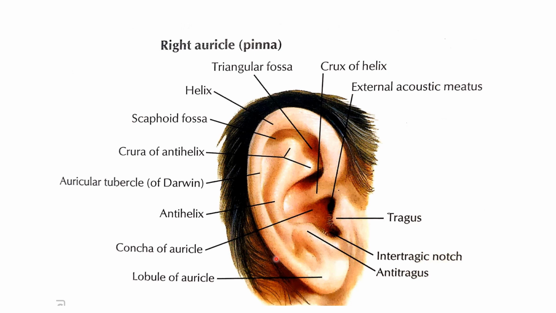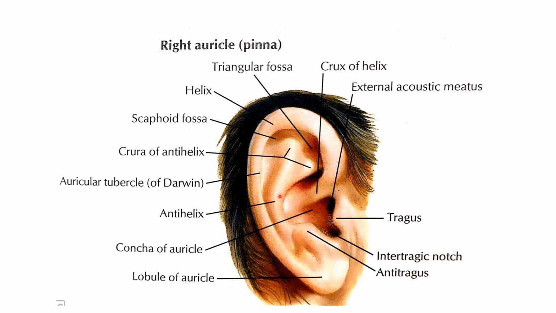Now the antihelix. The antihelix is another prominent margin lying in front of and parallel with the posterior part of the helix, and it partially encircles a deep depression, that is the concha. So here is the concha, and this antihelix is partially encircling this concha.